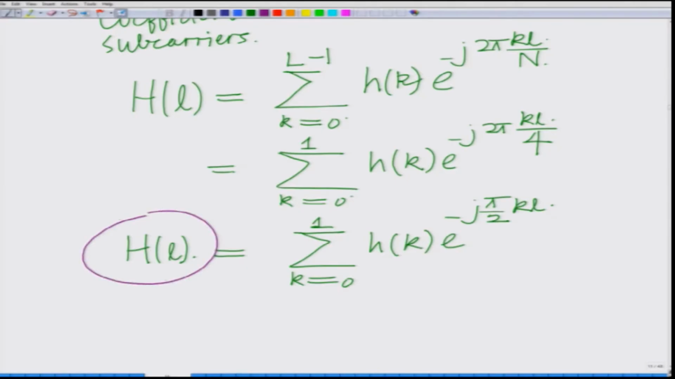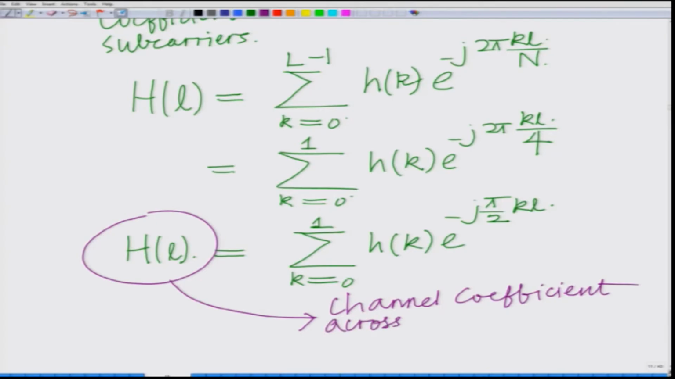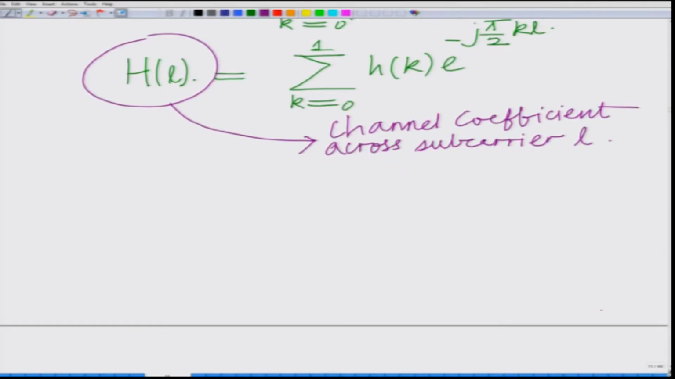As we said, this H L is the effective channel coefficient across the Lth subcarrier. So, the capital H L, which is the channel coefficient across subcarrier L in the frequency domain, is given by the FFT of the channel taps in the time domain. Of course, since there are only capital L channel taps and we have to take the n point FFT, naturally you have to pad it with n minus L zeros.